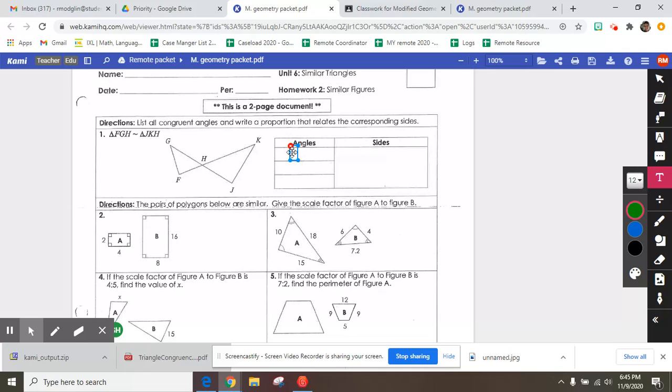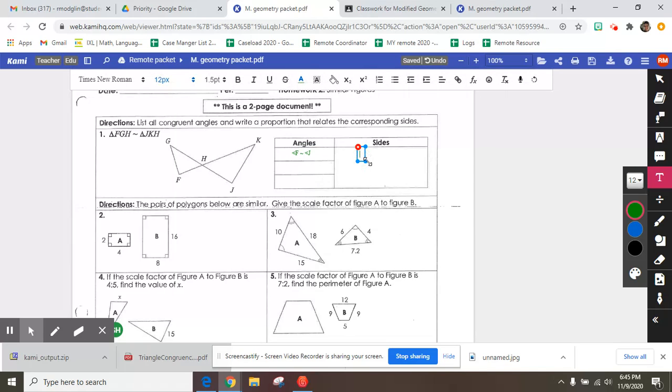So I would write in here, angle F. Let's see, I'm going to use this for my angle. Angle F is similar, okay, we can use this bar here, to angle J, okay? And then down here you do the same. The angle G is the same as, or similar to angle K, and you write it here.